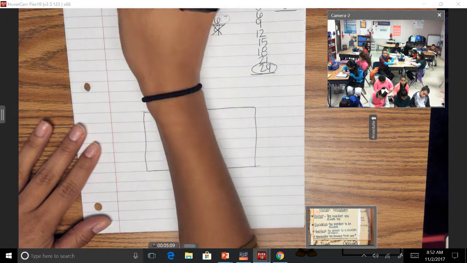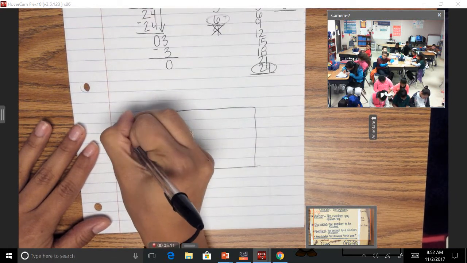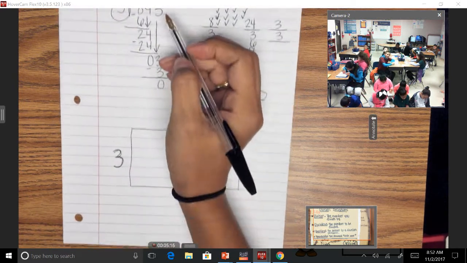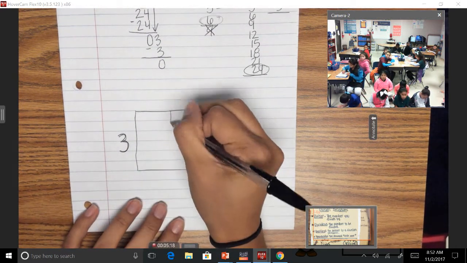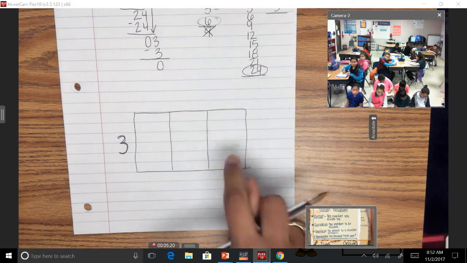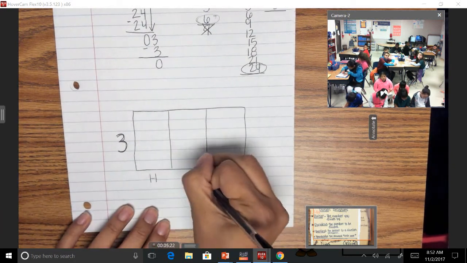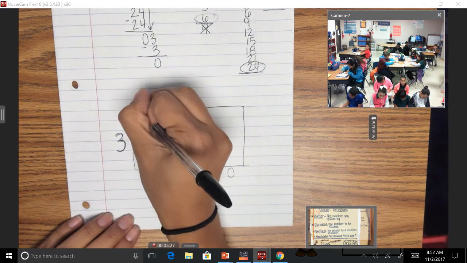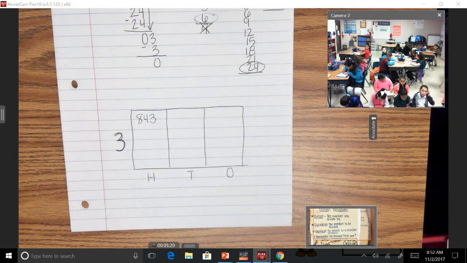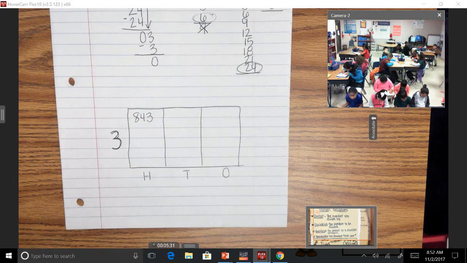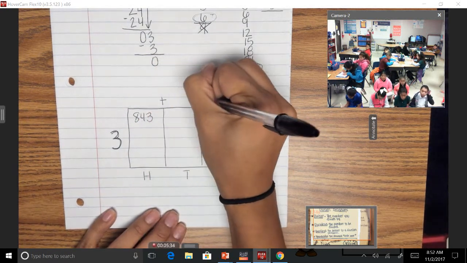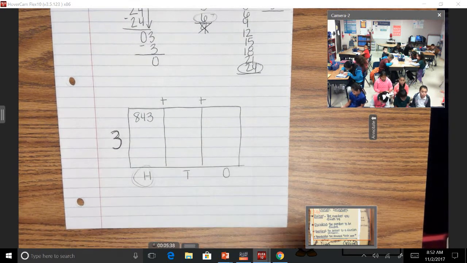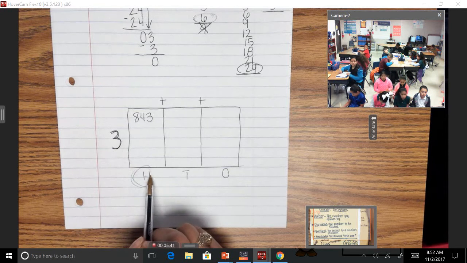Okay, we're dividing by 3, so we put the 3 here on the side. The number that we're dividing is 843, so that means we have 3 digits: a hundreds place, a tens place, and a ones place. I always like to label like this. Then you write the total pieces that you are dividing in here, put plus signs in between each. Because we have hundreds, we're going to start multiplying 3 by hundreds.